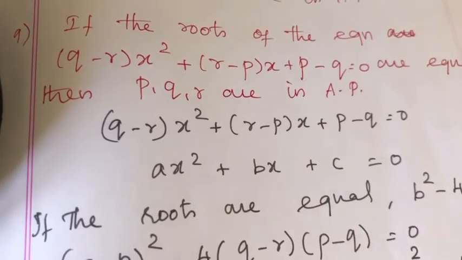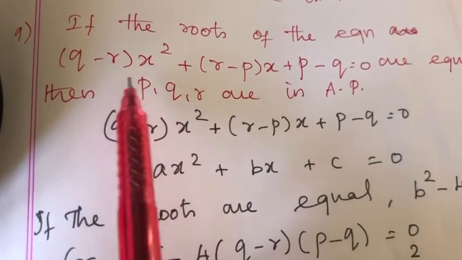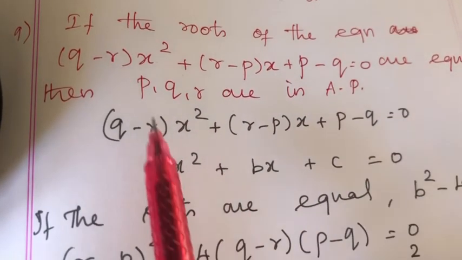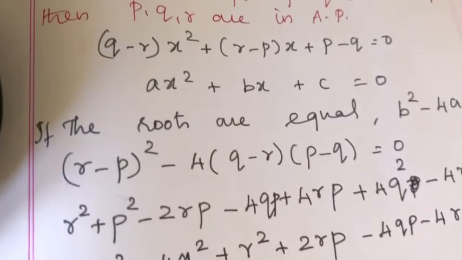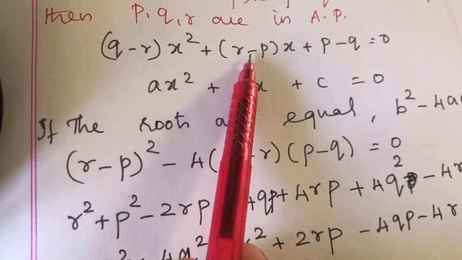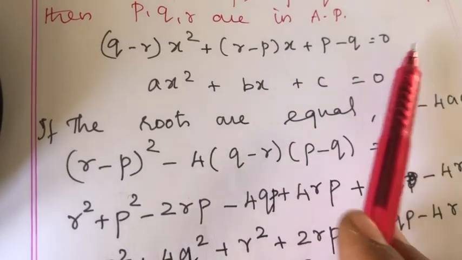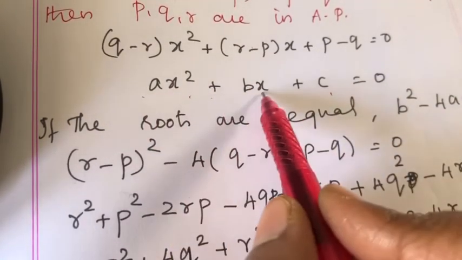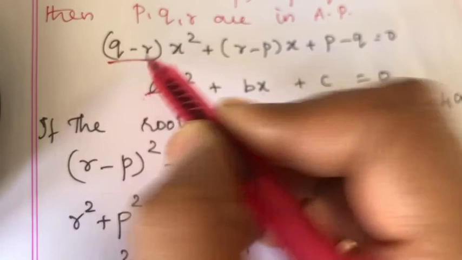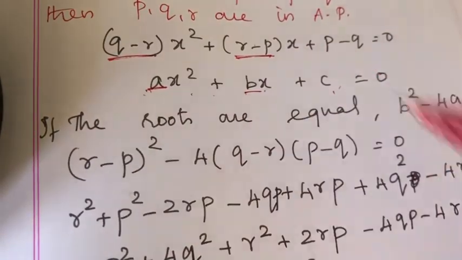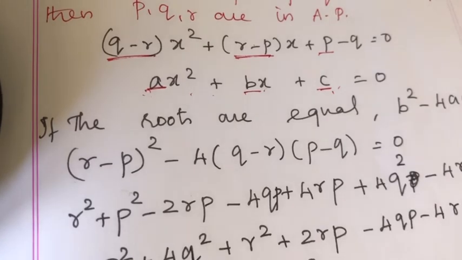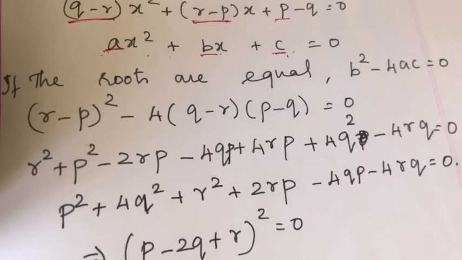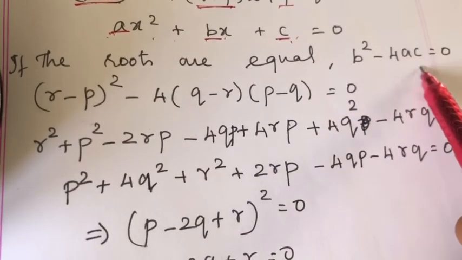Ninth problem, if the roots of the equation (q minus r) x square plus (r minus p) x plus (p minus q) is equal to 0 are equal, then p, q, r are in AP. So, the given equation (q minus r) x square plus (r minus p) x plus (p minus q) equal to 0 is similar to a quadratic equation ax square plus bx plus c. So, a is q minus r, b is r minus p, c is p minus q. If the roots are equal, b square minus 4ac is equal to 0. It is a known condition. So, b square minus 4ac equal to 0.